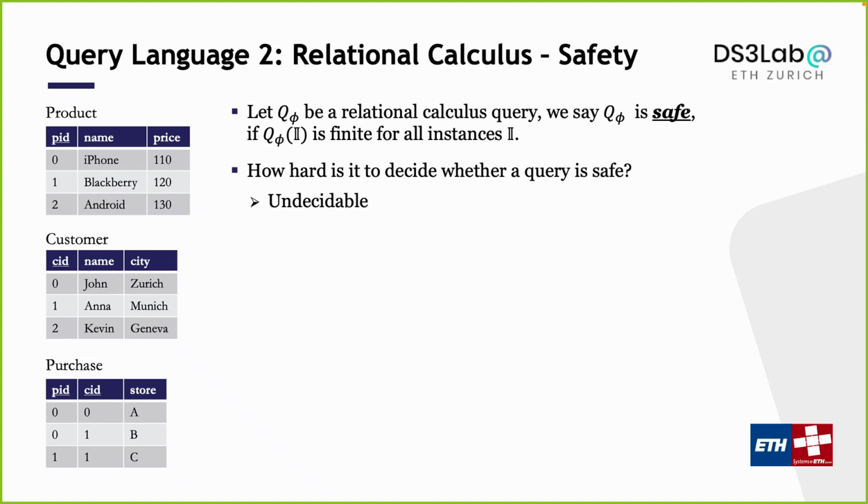Unfortunately, it's super hard. It's undecidable. Okay? And we are not going through the proof, but if you are curious about how it's done, the reduction is from the first-order finite satisfiability. So from that problem, deciding whether a query is safe is actually undecidable. Okay? So it's very, very hard to do. So we need to do something else.